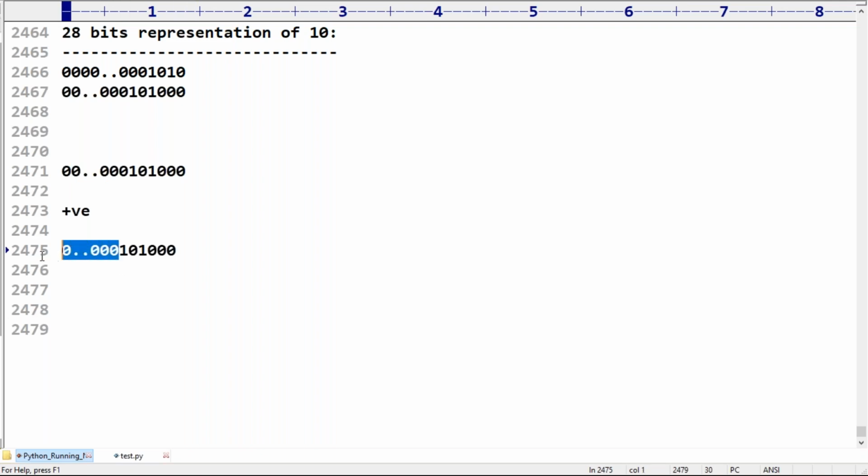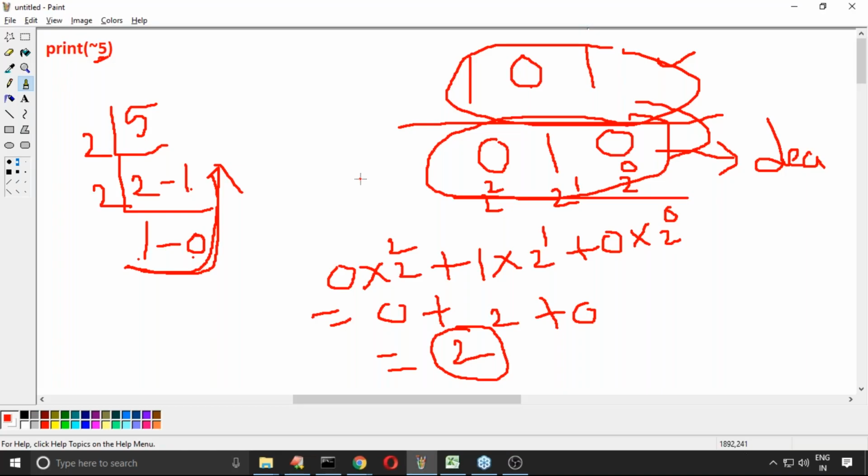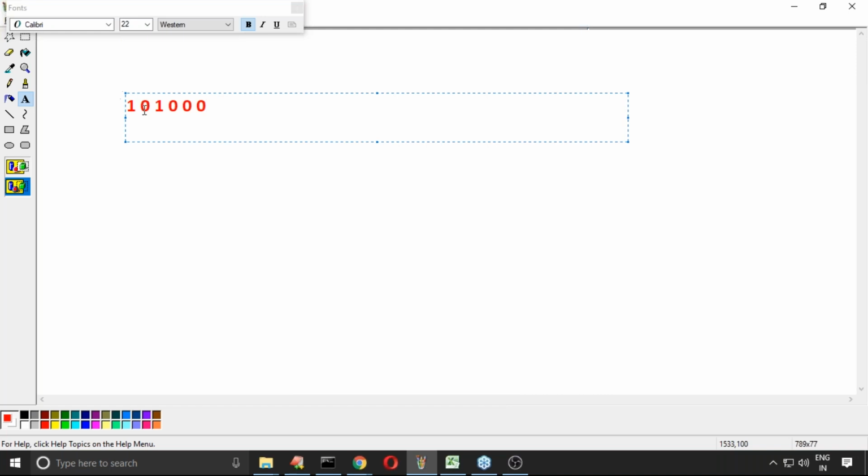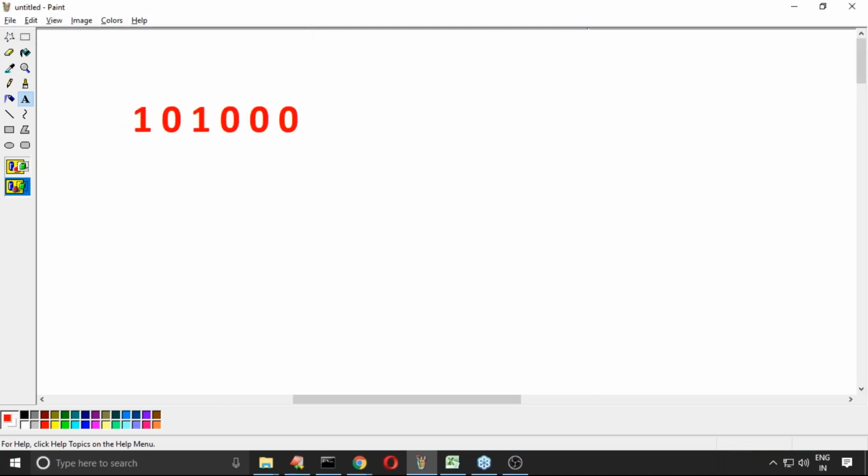Anyway, zeros you can ignore. There is no change in the value. Remaining bits represent value directly. Anyone, can you please tell how it is going to happen? How to convert this binary into the decimal? Anyone, can you please guide? Yes, friends, this is the number that I have. How to convert this number into decimal?